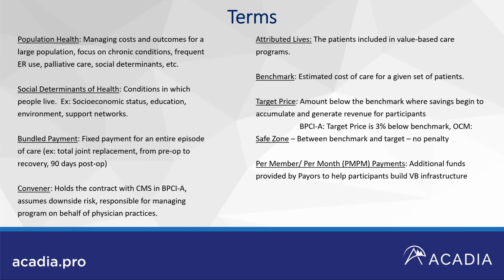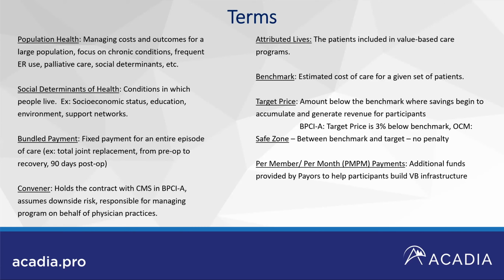Convener, I just wanted to mention this because it's a very specific term of art. A convener holds the contract in a specific program called BPCIA. We're going to touch on that program. It's a CMS program. Convener files the application, takes all of the risk. This risk can be shared, but the government's not going to care who the shared risk takers are. They're going to just look to the convener. Conveners may represent one group, or they may represent hundreds of groups. But that term, in case you hear it, is pretty specific to BPCI.